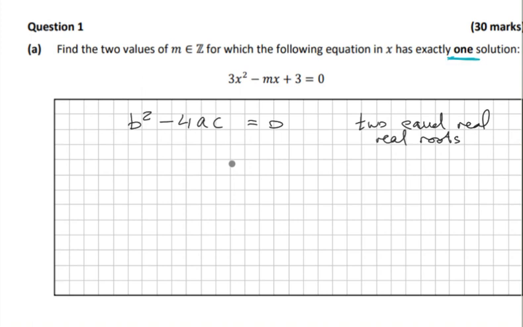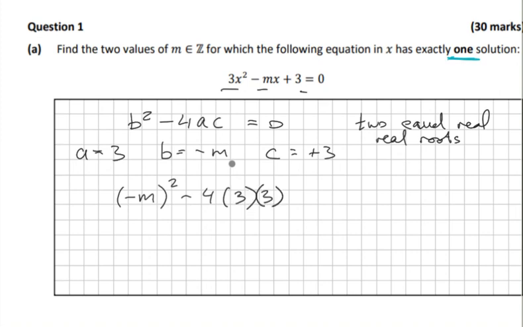Let's take our a, b and c. A is equal to 3, b is equal to minus m, and c is equal to plus 3. Therefore, m squared minus 4ac, which is 4 by 3 by 3, is equal to 0. So m squared is equal to 36. m is equal to the square root of 36, which is plus or minus 6. And these are the two values of m.